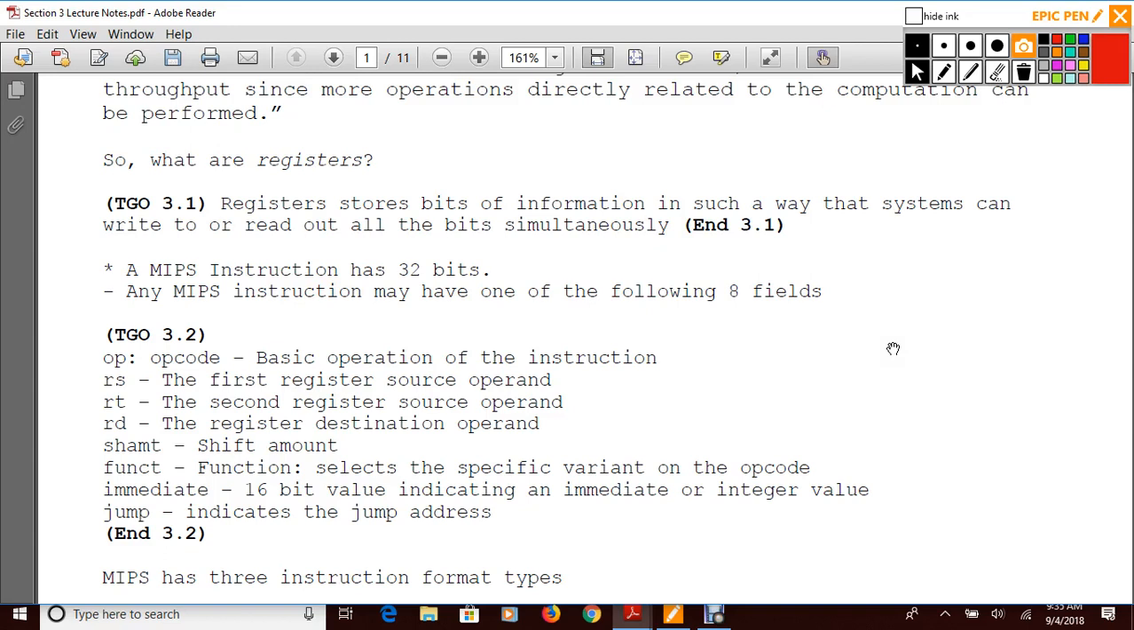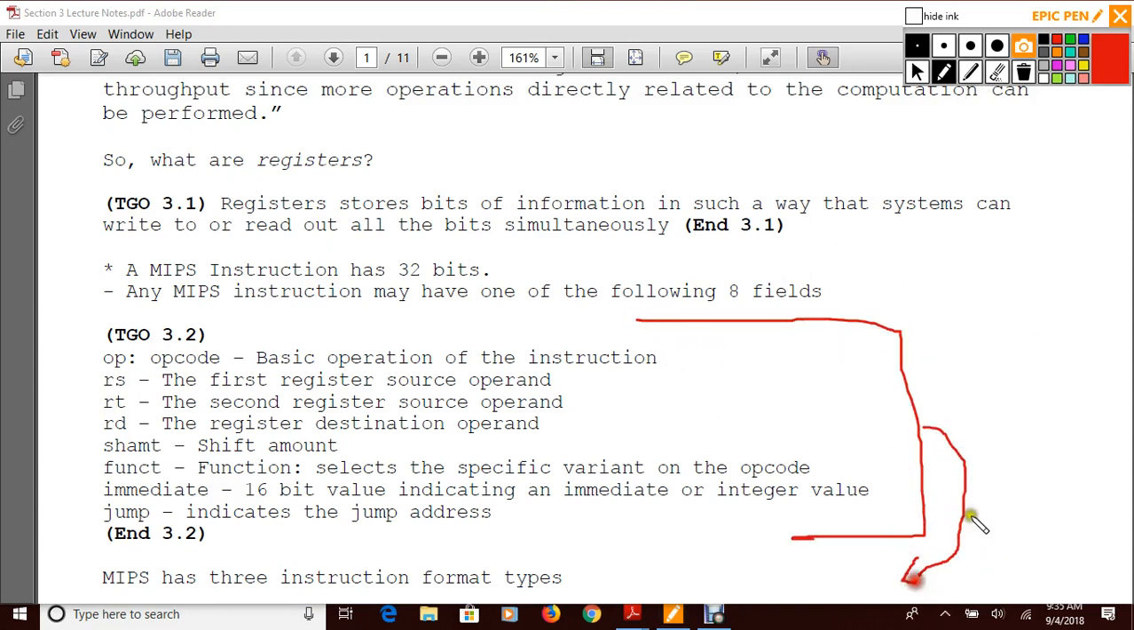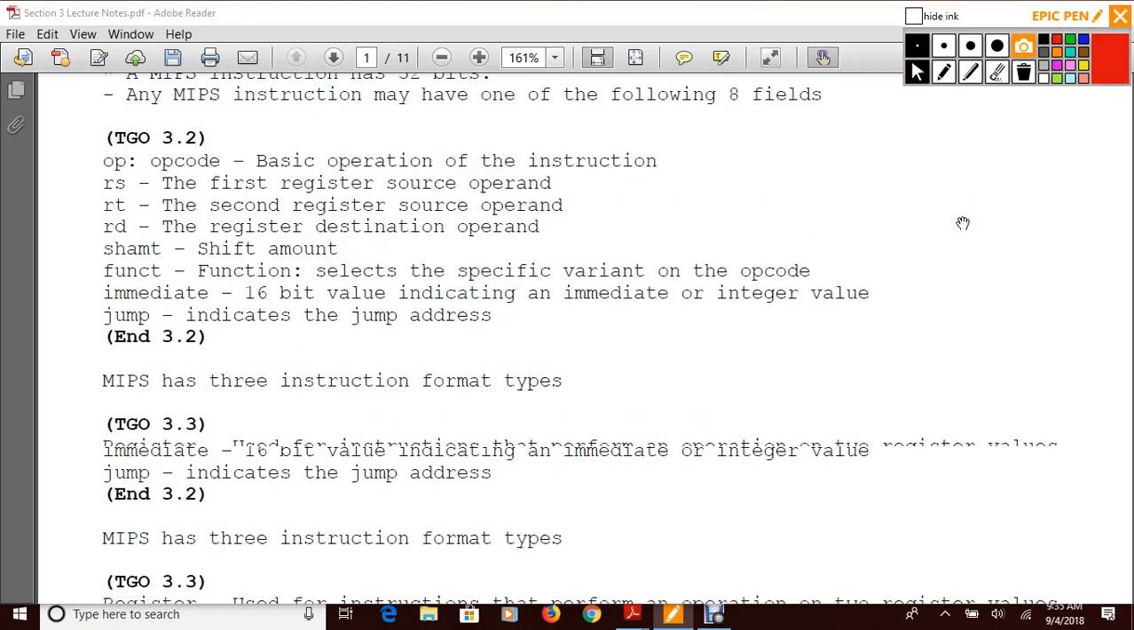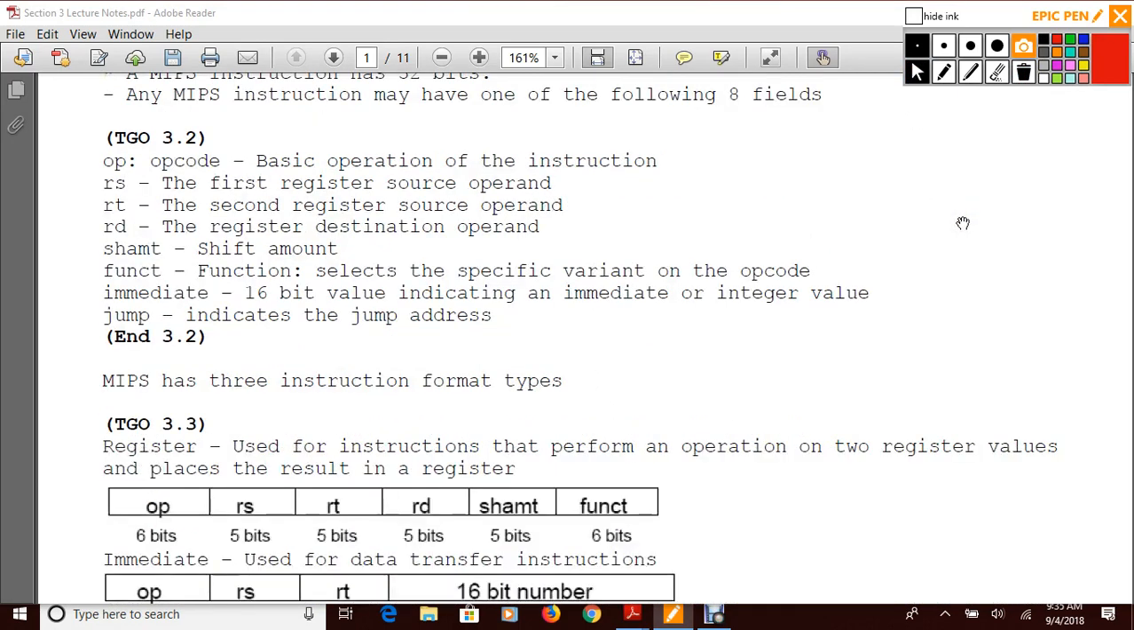All right, so there are several types of instruction fields that can happen, and there are 3 types of instruction formats. First I want to go over all of the different types of instruction fields, and then down here we're actually going to go over what those 3 formats are. In fact, I'm going to scroll past register so we can see both of them simultaneously.